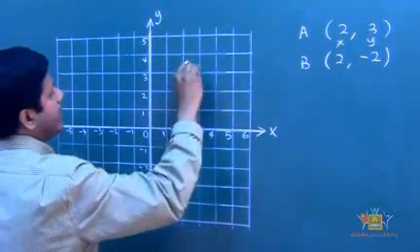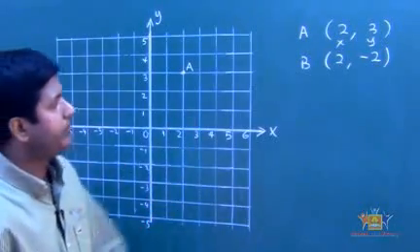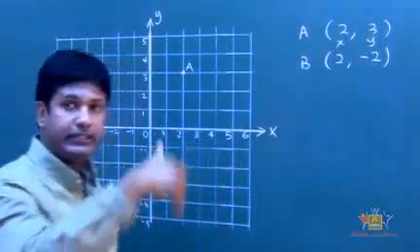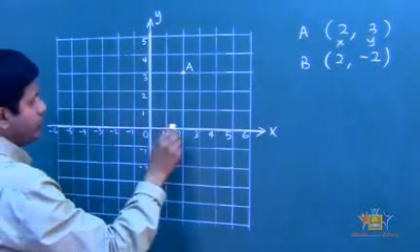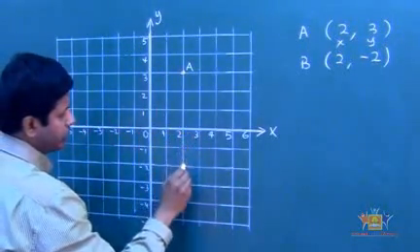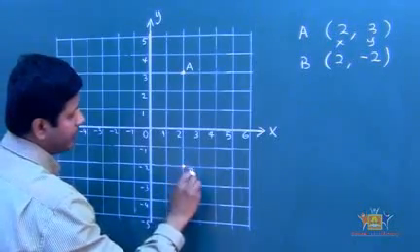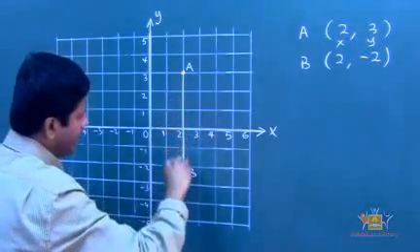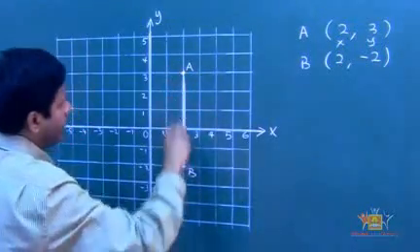And that's point A. Now let's locate point B. B is 2, -2. That means right 2, down 2. So 1, 2, and down 1, 2, right there. And that's point B. So we're looking at the distance from A to B, right there. That's the distance we're looking for.